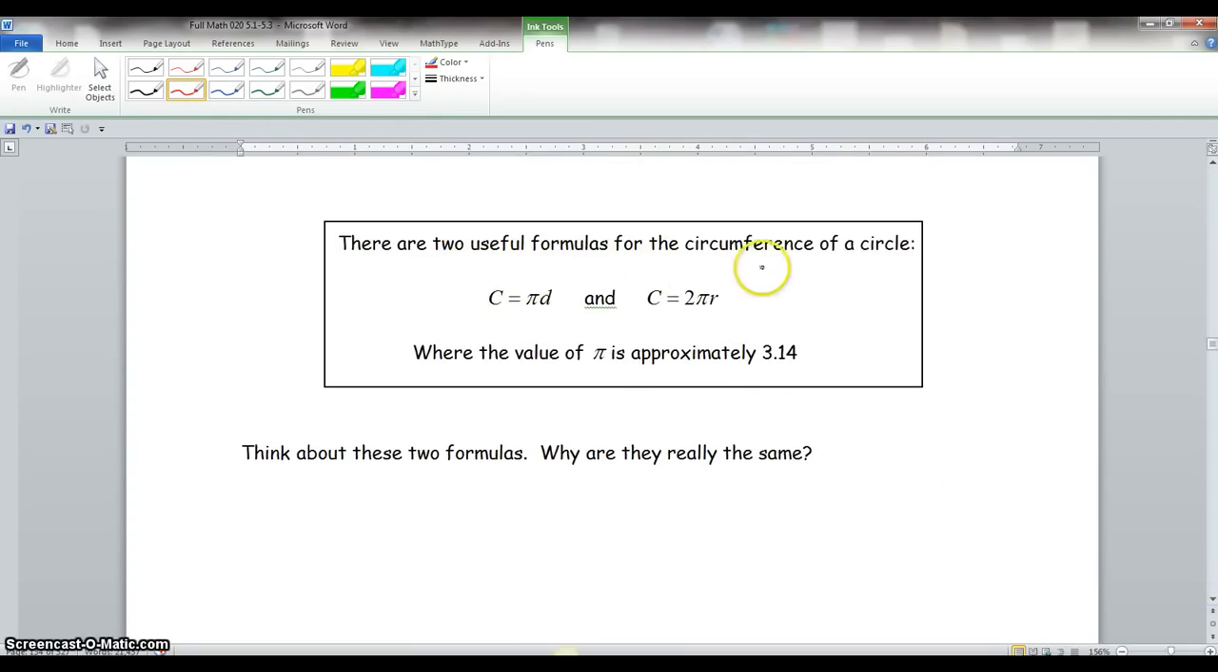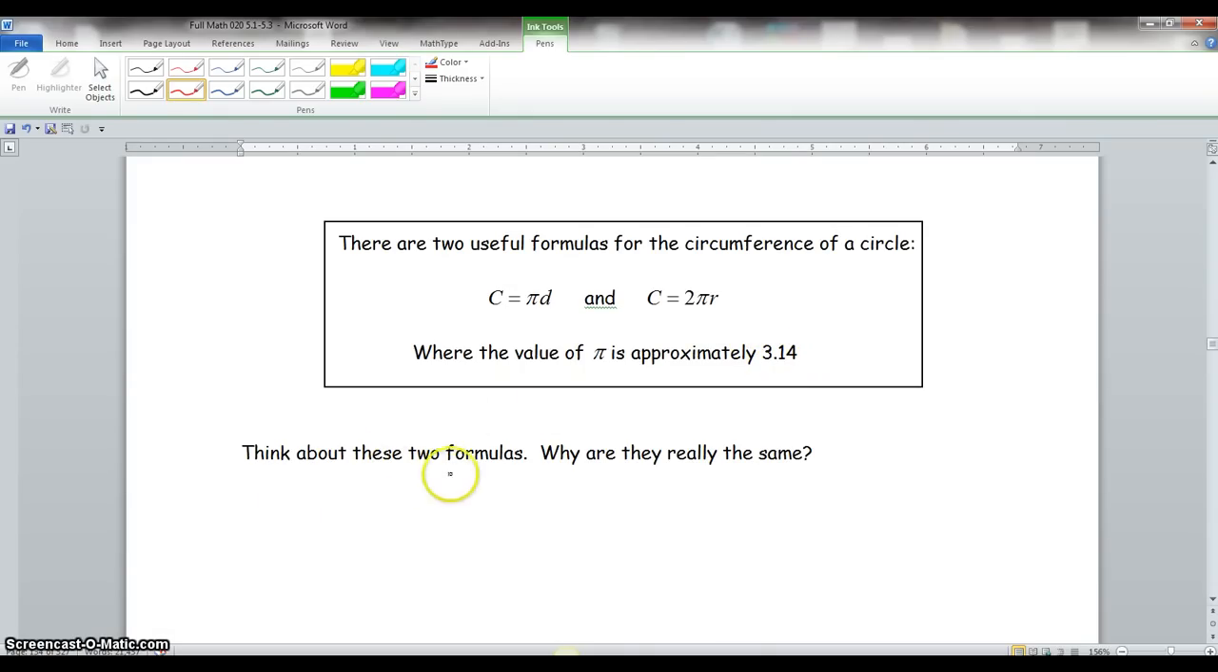There are two useful formulas for the circumference of a circle. You have C is equal to pi times the diameter, and C is equal to 2 times pi times the radius. This D stands for diameter, this R stands for radius, and this capital C stands for circumference. Now it tells us here the value of pi is approximately 3.14. Pi is a number that goes on forever and does not repeat. So we use the approximation 3.14. So 3.14 is not an exact number for pi.